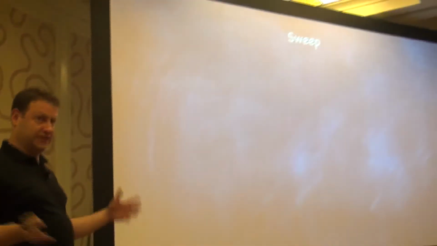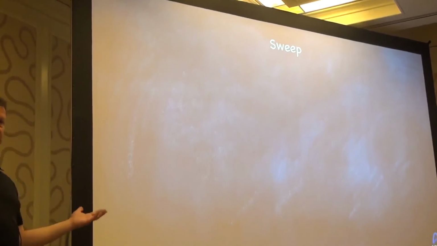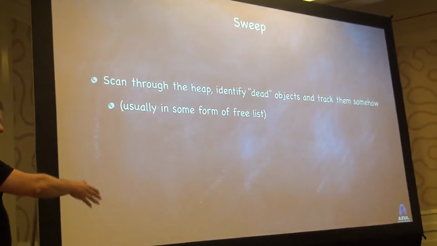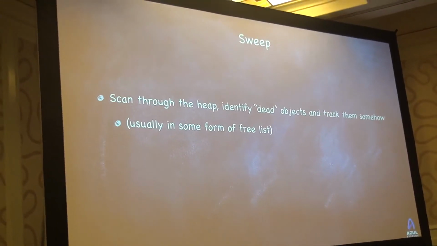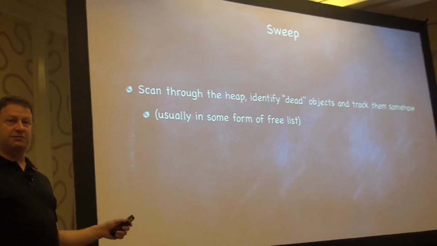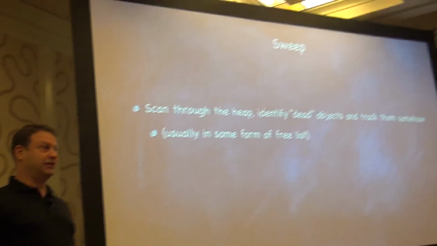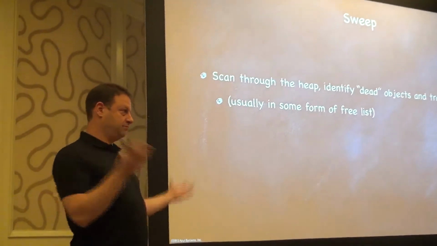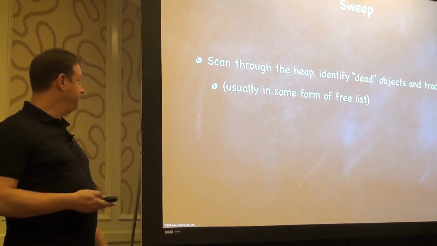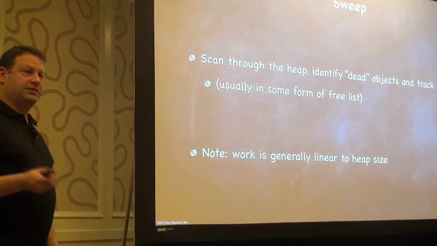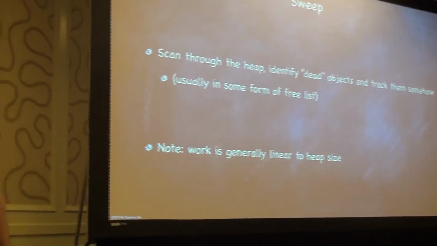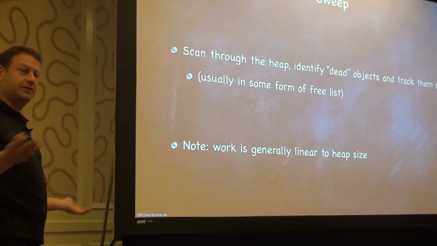Sweeping, the second stage of a mark sweep compact. Imagine that we've marked. Sweeping is pretty simple. You scan through the whole heap, start at the beginning, go through the whole thing. And if you find something dead, you just recycle it somehow, usually by putting it on some sort of free list. Now we have a bunch of free places to put objects in the future. The complexity of this is simple. It's linear to the size of the heap, not to the size of the live set, because I have to scan the entire heap to sweep.